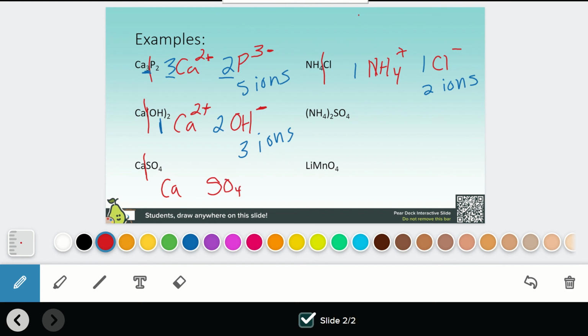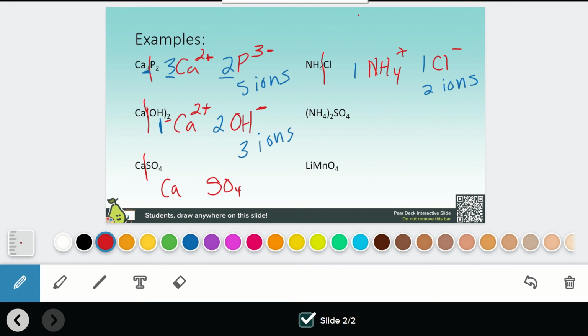If there were parentheses, then we would know that there's more than 1 of those, okay? So the parentheses really help us out in terms of, do we move the little number at the bottom or do we not? If there's parentheses, like in the previous one, hydroxide, there was the parentheses, and then the 2, we move the 2. But there's no parentheses here, so we're going to leave that where it is.